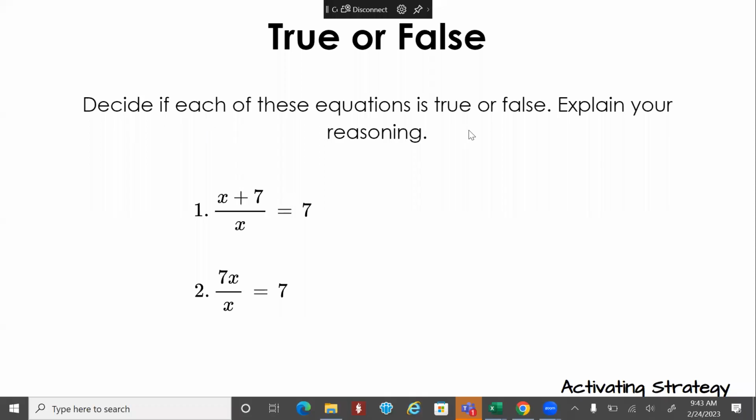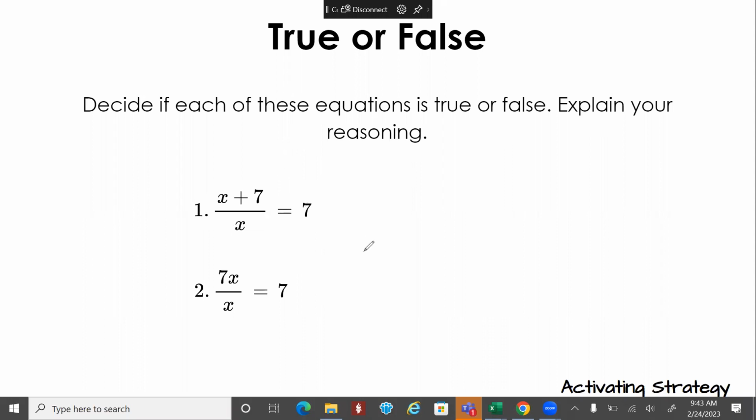Okay, decide if each of the equations is true or false. Explain your reasoning. Look at the first one. Is there any number that I can plug in here to make this equation true? Okay, so let's try to solve this one.